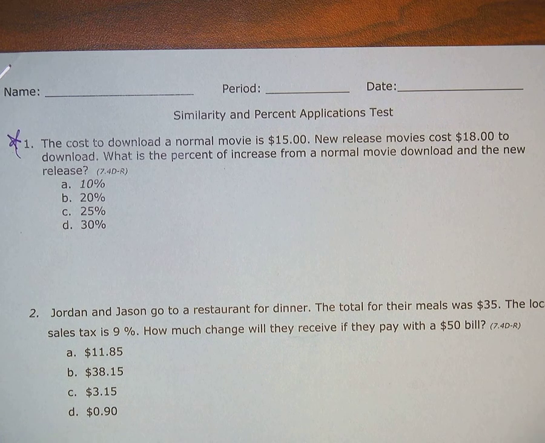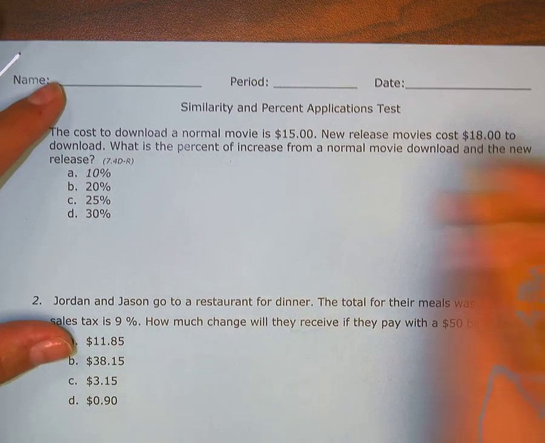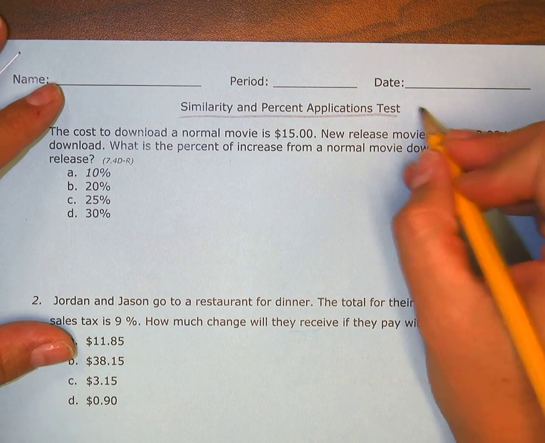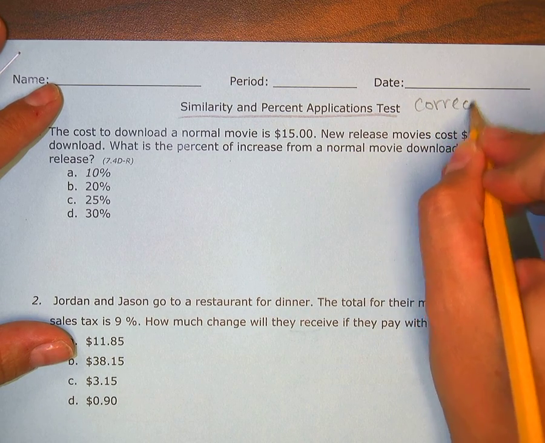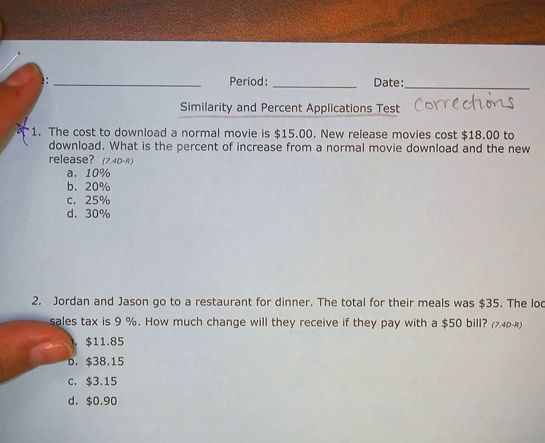Okay, we're looking at similarity and the percent applications test. This is so that you can do your test corrections. Your corrections are to be done on that green paper.